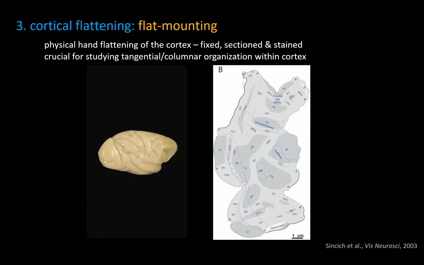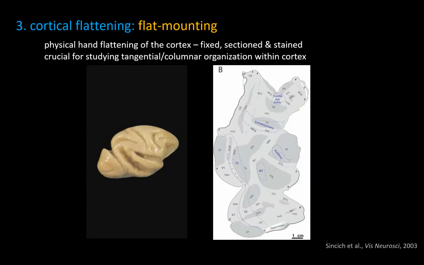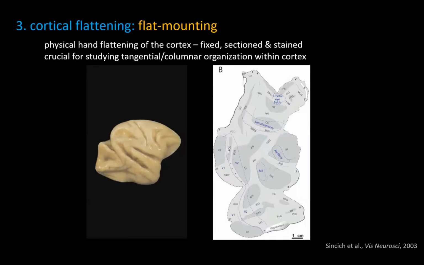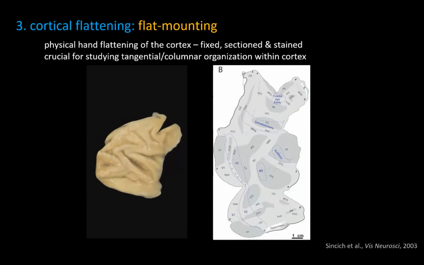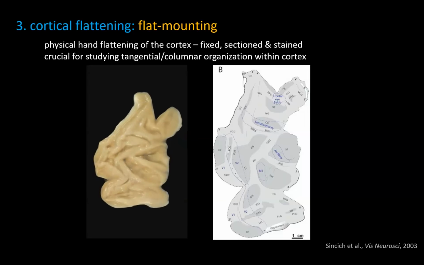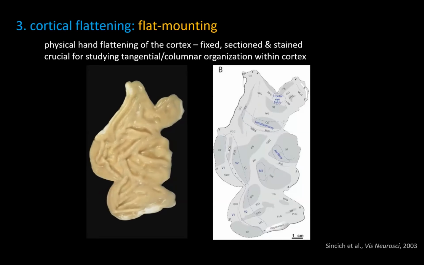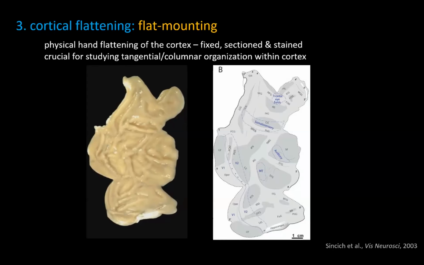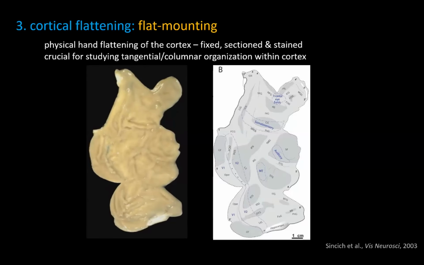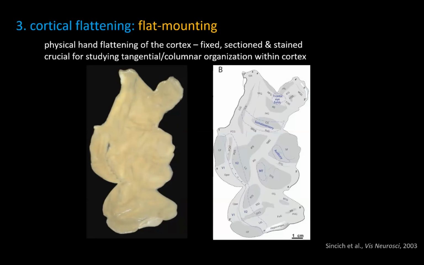Going a step further, this approach of flat mounting has been proposed. In this approach, they dissect the cortex from the ex vivo specimen, and they flatten it by hand with 3 cuts, and then they can also fix it, section it, and stain it. So they will get images that you can see on the right of thin sections of the cortex. That is really a great tool for studying tangential and columnar organization of the cortex, and has been used for that widely.